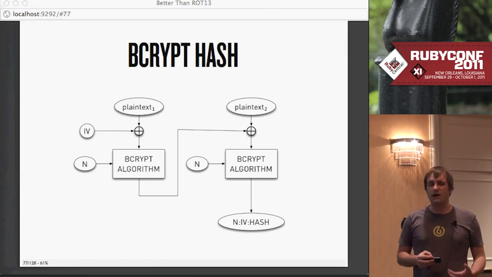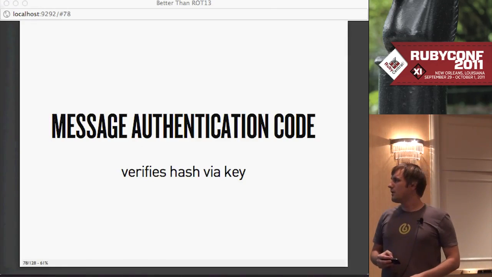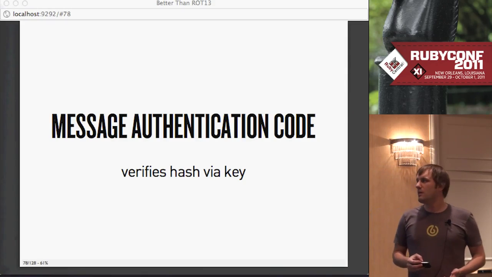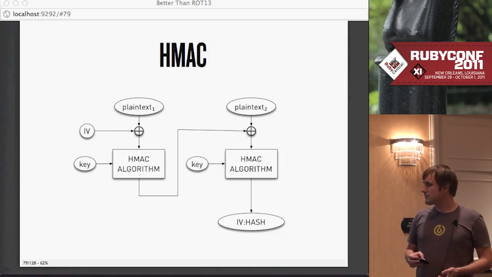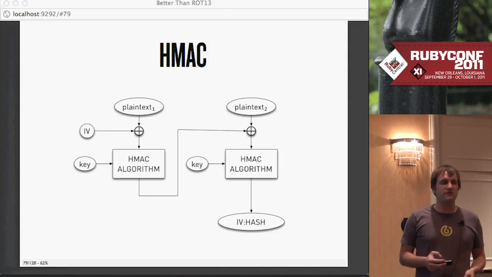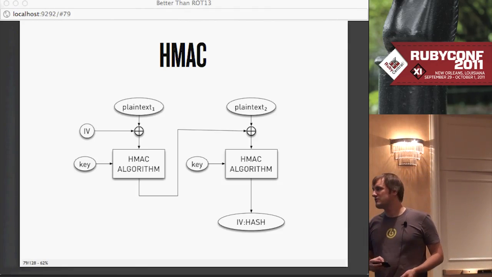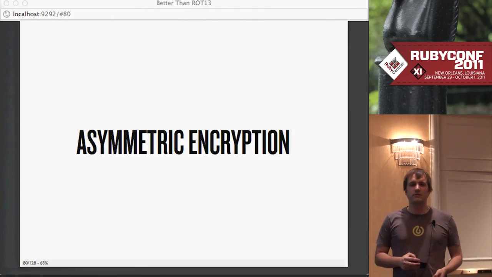N, IV, and the hash are all public information. And you can go one step further and have authentication codes that are usually tied to a hash. And it's basically the same thing, but you pass in a secret key. And this is more used in things like asymmetric signing, which I'm about to get into.